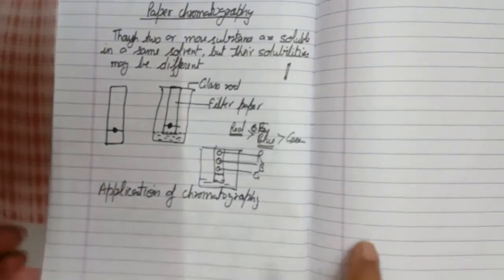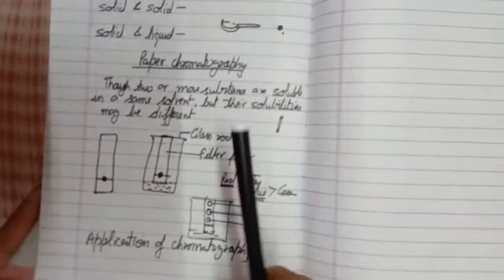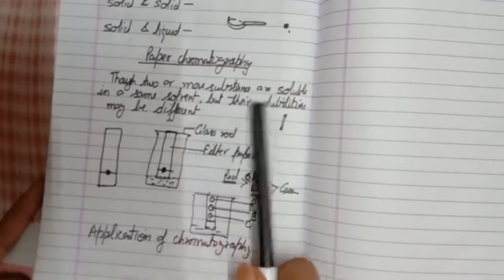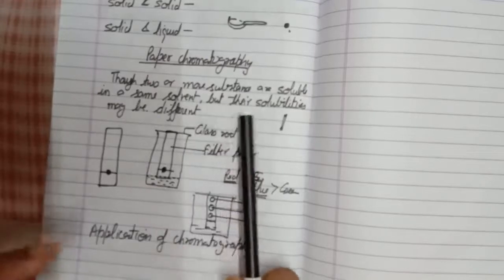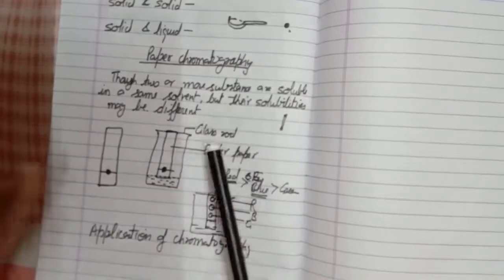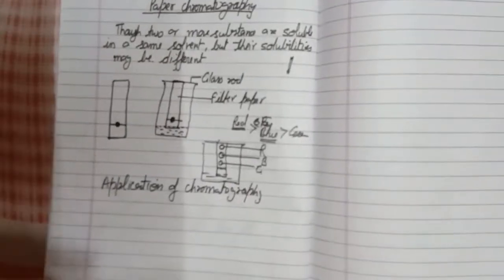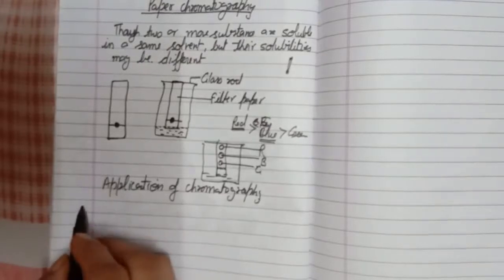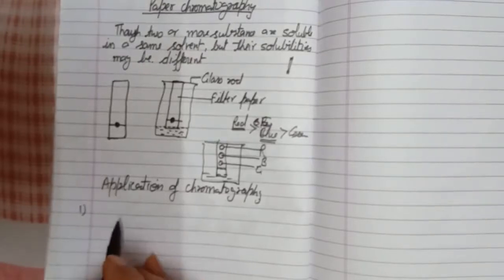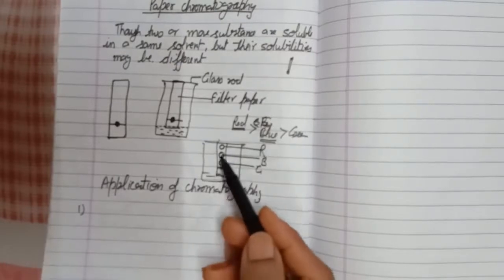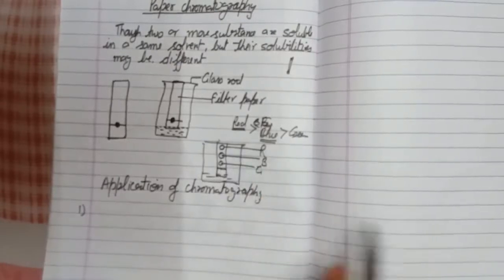So first, let me tell you that the principle of chromatography is that though two or more substances are soluble in the same solvent, their solubilities may be different. On this principle chromatography is based. Now what are the different applications of chromatography? First one, it is used to separate the solution of colored substances like dyes and pigments. Like this, we can separate out different colors of the dye by using this technique.